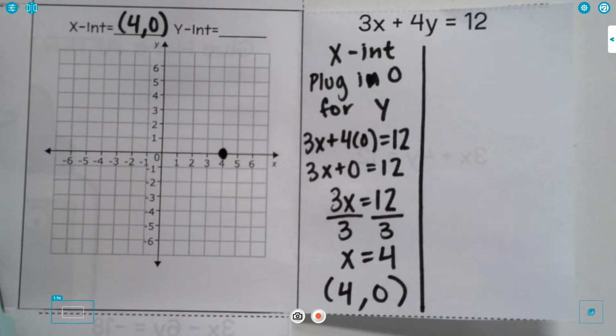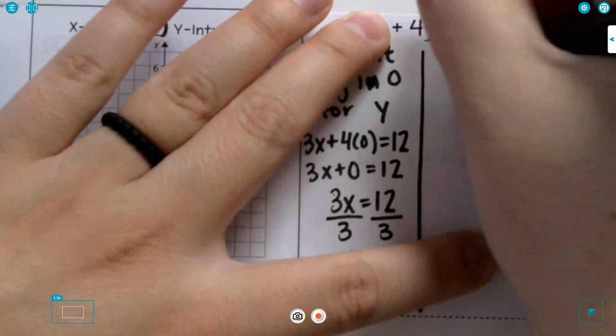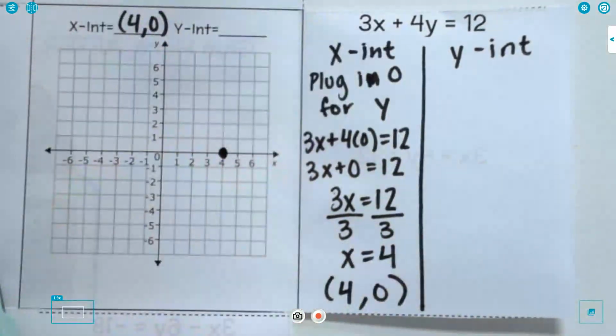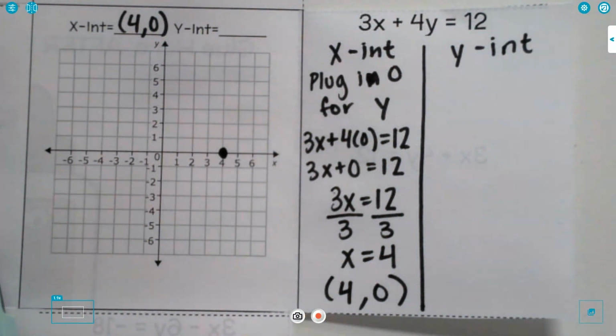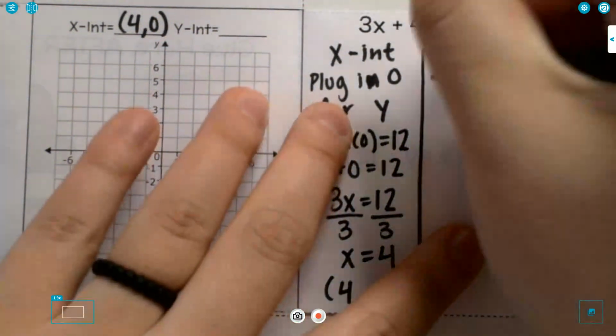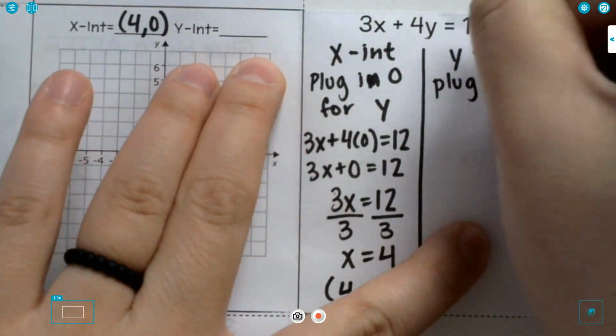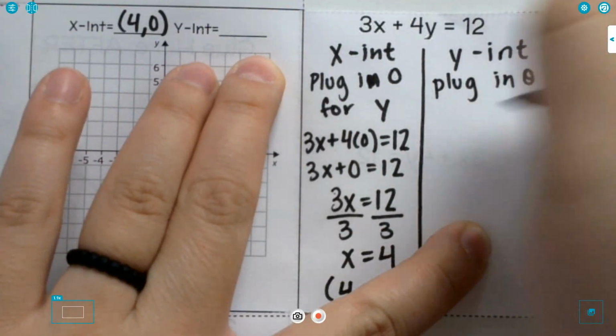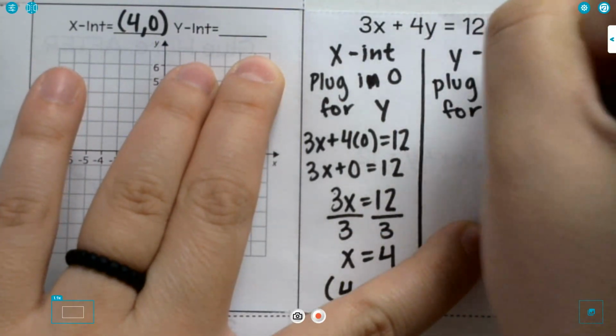From there, we're going to do the exact same thing with the y-intercept, and then the next example, we're not going to write nearly this much. But I want you to know in your notes what you're doing. So to find our y-intercept, you need to plug in 0 for x.